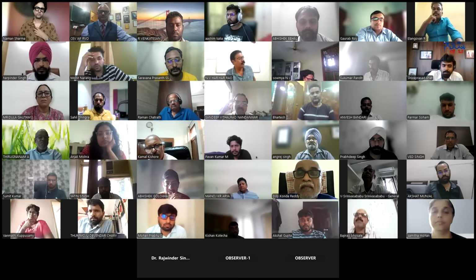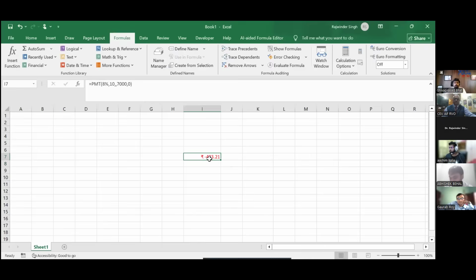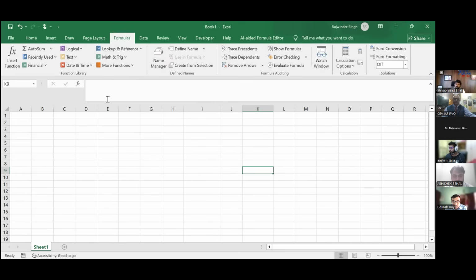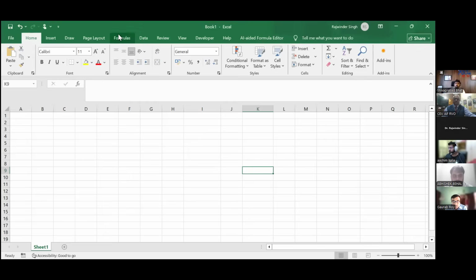Okay, sir. Yes, 483. See here, sir. Formula for IC is PMT. What is the rate of interest? Sir, can we solve it with FX, with the window? Yes, we can do that. I think it will be more convenient.